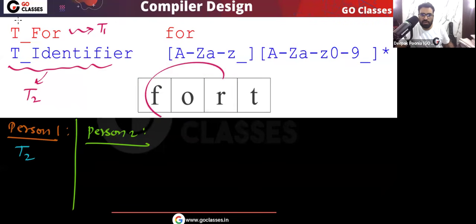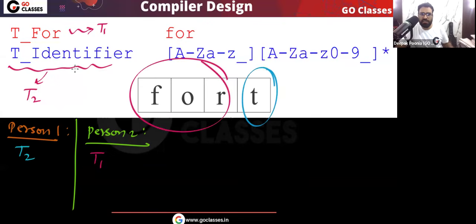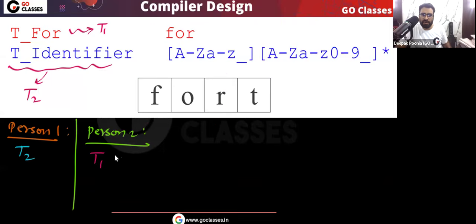Okay, so for this FO, let me generate token T1. Now for this RT, I will generate identifier token, meaning T1, T2, that's it. This is what person 2 is thinking. What will person 3 be thinking?